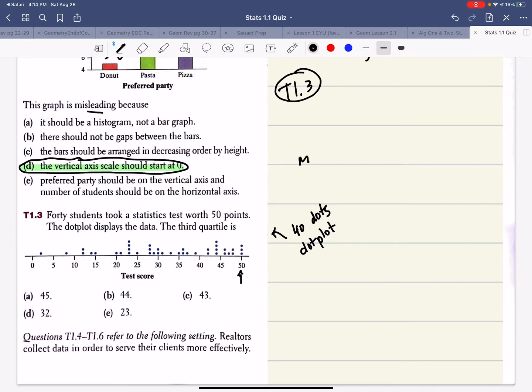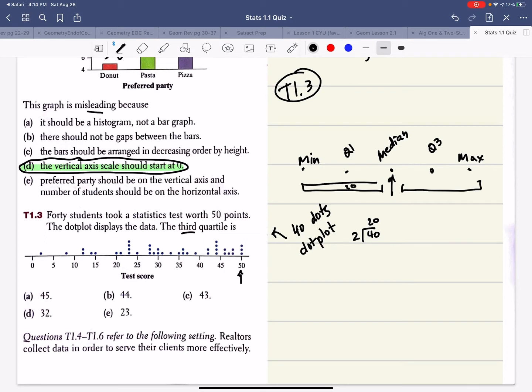Okay, so we've been talking about a 5-number summary, max and min. Our median is in the middle, and our quartile 1 is in the middle of the bottom, and our quartile 3 is in the middle of the top. So they want just the third quartile. So 40 scores, if I divide by 2, is 20, meaning the median won't be an actual number. There'll be 20 to the left and 20 to the right, and I'll have to average the 2 numbers in the middle. So let's count in 20.